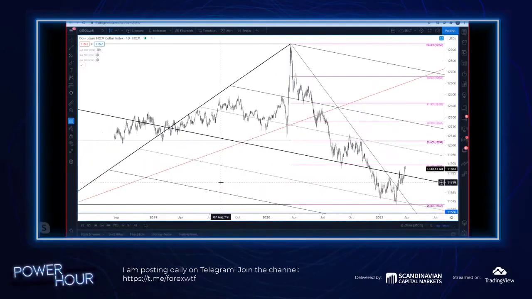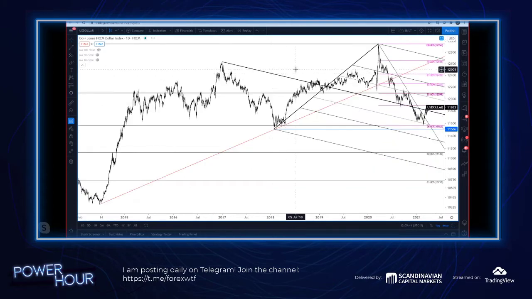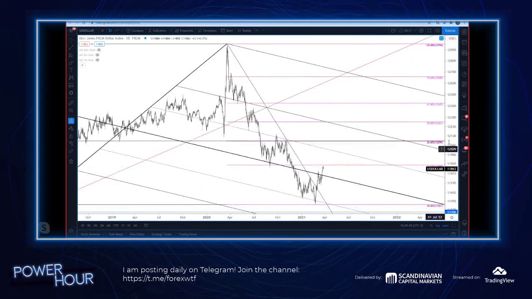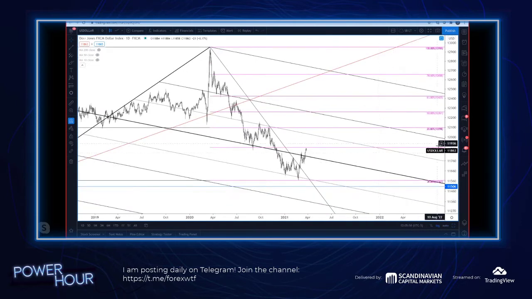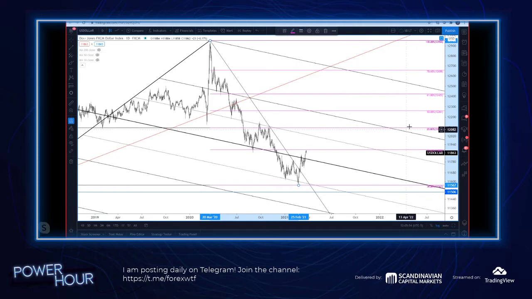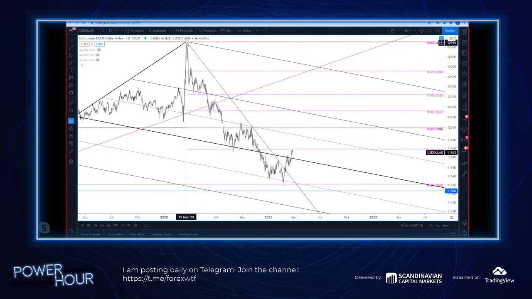All right, here is a US dollar. Again, my favorite index to look at. US dollar chart. What is going on here? Okay, here we go, I got it. So we have a retrace here from the entire rally from March 2020 to February 2021.